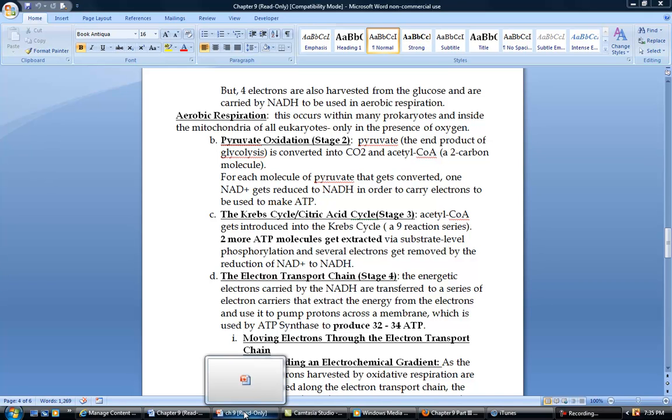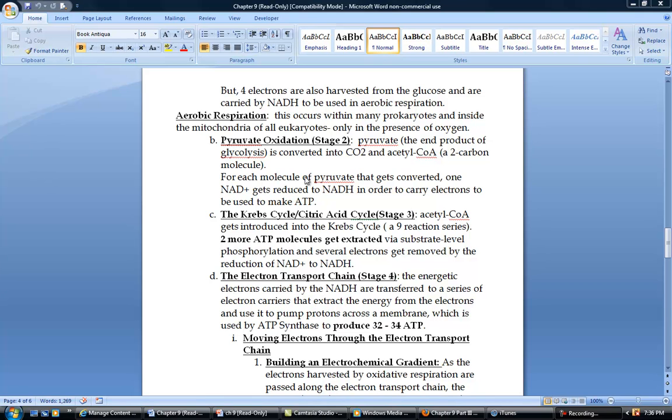So now we're going to move on to the other stages of cellular respiration as if oxygen is present. The next one that's going to happen is pyruvate oxidation. And if you remember, the end product of glycolysis was pyruvate. So what's going to happen is pyruvate is just going to get converted into two things, carbon dioxide and acetyl-CoA. Carbon dioxide is the reason that we breathe out carbon dioxide when we exhale. Acetyl-CoA is going to go into the next stage that we're going to talk about.